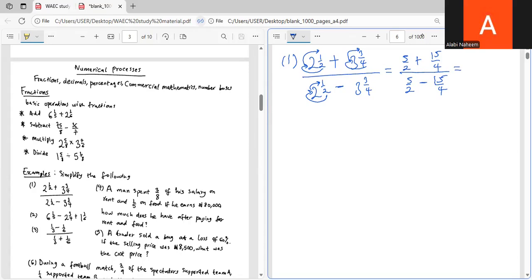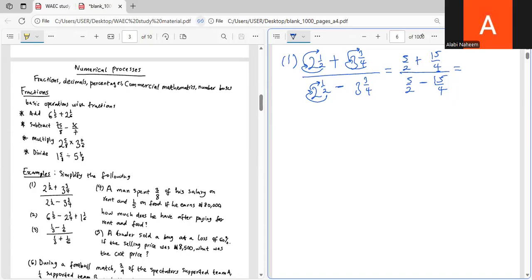Now, I want to find the LCM of 2 and 4. We said if you want to add two fractions, find the LCM of the numbers at the bottom. You can see there's 2 here and there's 4 here. Find the LCM of 2 and 4. And one of the rules of finding LCM is that if one number is a multiple of the other, then the LCM will be the higher number. For example, in this case, 2 and 4. 4 is a multiple of 2. That means the LCM of 2 and 4 will be 4.